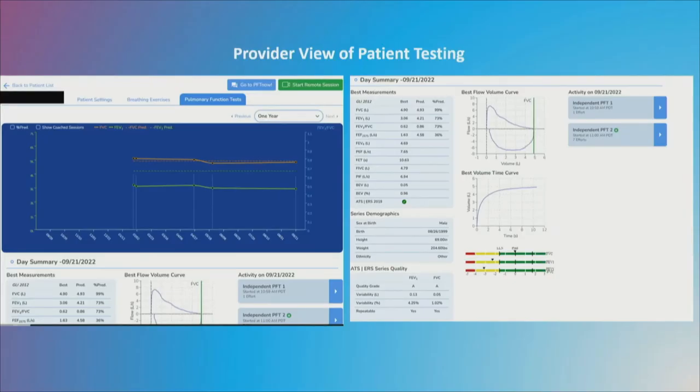This is what a view is for the provider. And as you can see here, I like to use the one-year view because we like to see what traditionally they've been doing. We also like to see how often they're using it, so this gives us a bird's eye view. We use this very often, and we share this amongst our team members so we can understand how often they're using it and also how it relates to their spirometry in clinic.